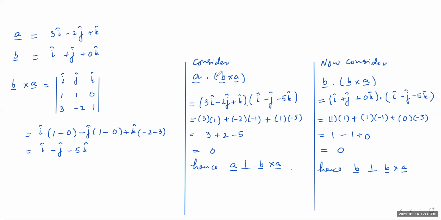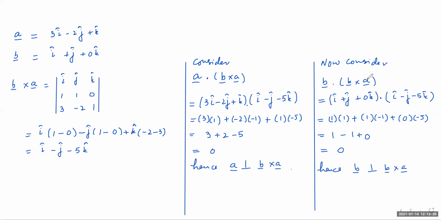Now consider A dot B cross A. This is the vector A, this is the vector B cross A. Take the dot product: 3 into 1 plus minus 2 into minus 1 plus 1 into minus 5. Result: 3 plus 2 minus 5. Answer is 0. Hence, vector A is perpendicular to B cross A.